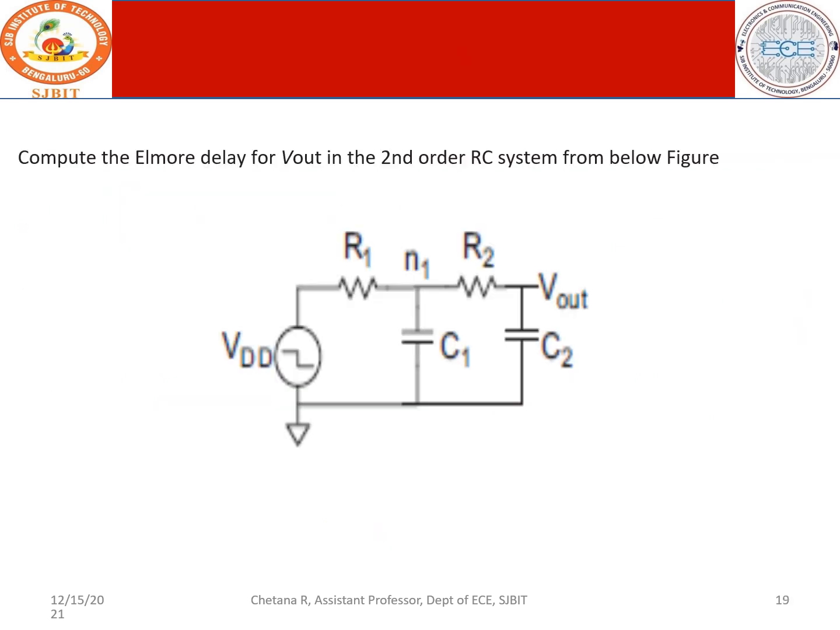So compute the Elmore delay for Vout in the second order system. So we have a second order system. This is the output and we need to find out the delay at this particular interval from source to the output. When you look into this, there are two nodes N1 and N2. N2 here is nothing but Vout, and you have R1, R2 and C1, C2. So please try.